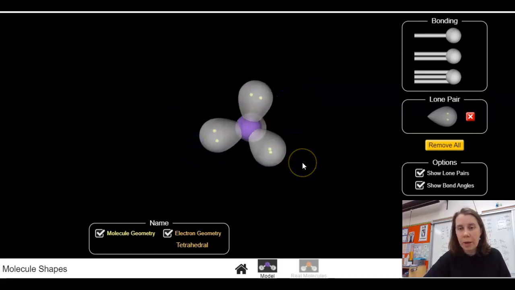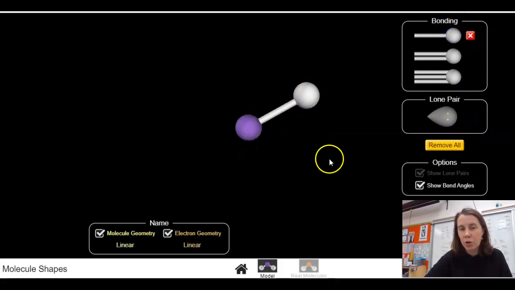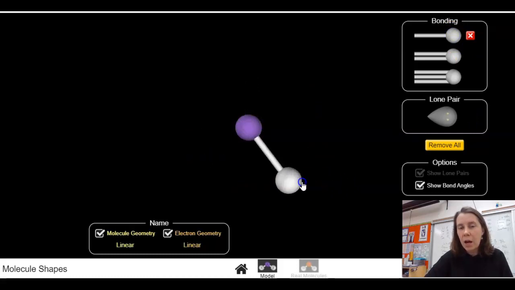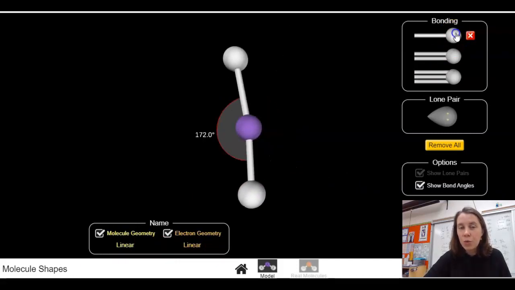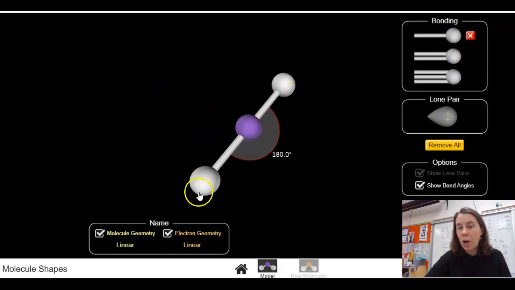Remember, like charges repel. All right, so if we, instead of adding lone pairs of electrons, add bonds, remember all of our bonds, single bonds, have 2 electrons in them. So if we add just one other thing, it obviously makes a line. The name for that is linear. Okay. If we add 2 things, the farthest apart those 2 things can be from each other is 180 degrees. So we're still at linear.